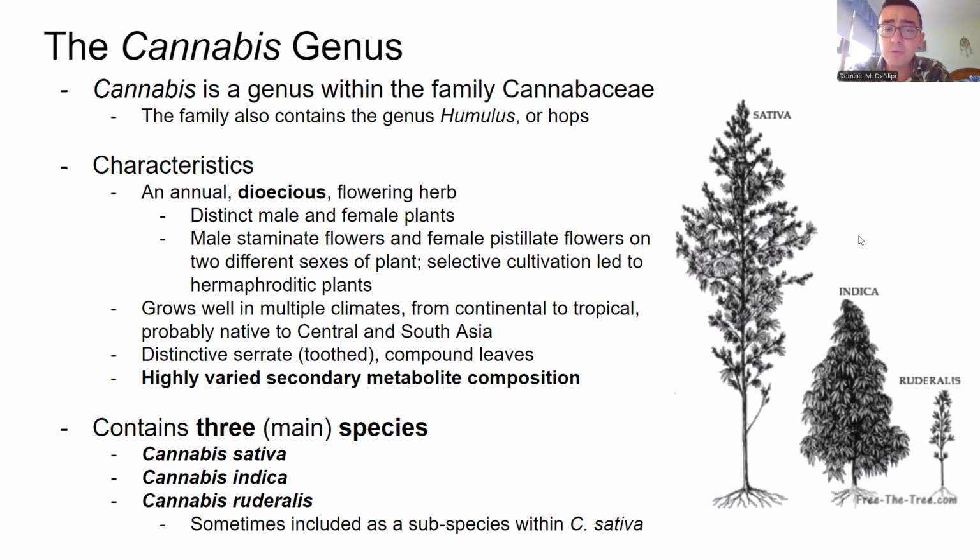They have distinctive serrate, or toothed, compound leaves. I don't have to describe to you what a pot leaf looks like. And they have highly varied secondary metabolite composition. I like to describe secondary metabolites as the things that plants produce because they cannot run away. Primary metabolites are the things that we think of when we think of contributions to general nutrition, whether they're sugars, other carbohydrates, proteins, things that are essential for any living organism to take in so they can survive and keep their metabolic processes going.